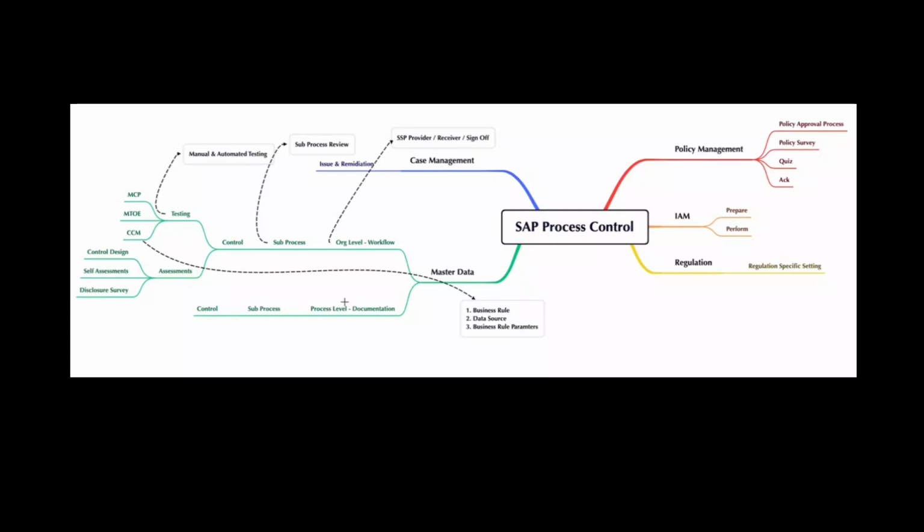We will start our discussion with master data. We understand what is meant by organizational hierarchy, process hierarchy, within process hierarchy, what is a process, a process control, and so on. And then we will also understand what are the different types of configurations which we need to do as a part of master data. We also understand what is meant by regulation and so on.